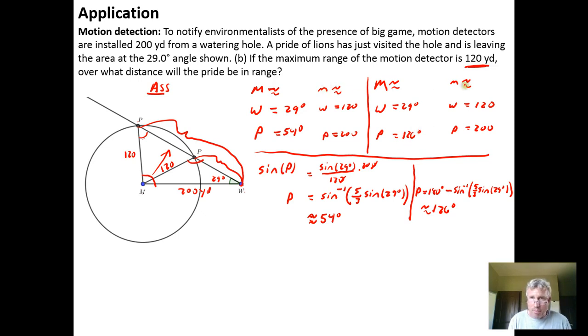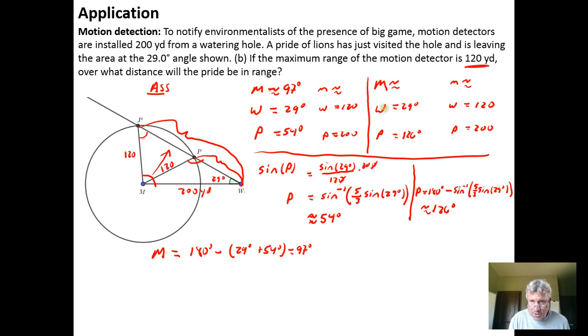And we need to know M. We need to know the length of the side opposite angle M. So I've got to get the angle here. That's going to be pretty straightforward. We just take M equals 180 degrees minus the 29 degree angle plus the 54 degree angle. And when we do that calculation, we're going to get a 97 degree angle. Let me make sure those numbers are right. Yeah, 97 degree angle here.